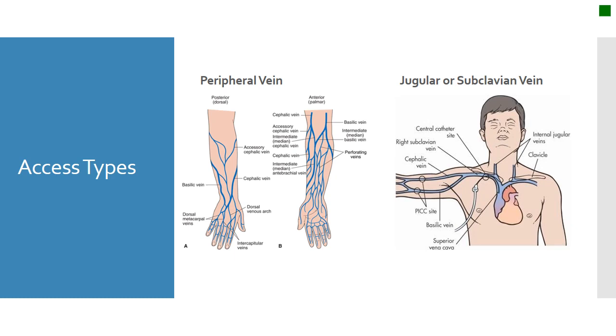Other access types include the jugular and subclavian veins. These will be accessed for things like PICC lines or ports, and that will be for long-term IV infusions, such as with chemotherapy or long-term antibiotics for patients that are taking these at home or intermittently at home, or for medications that can be irritating to the peripheral vein. Then they need to be given to a more central vein, such as the jugular and subclavian veins.